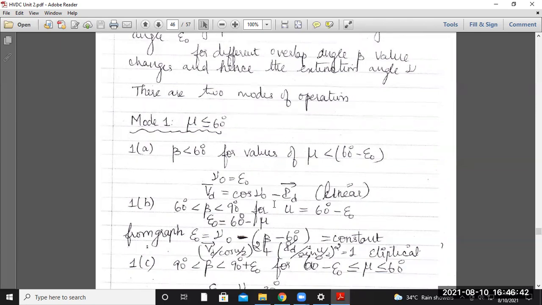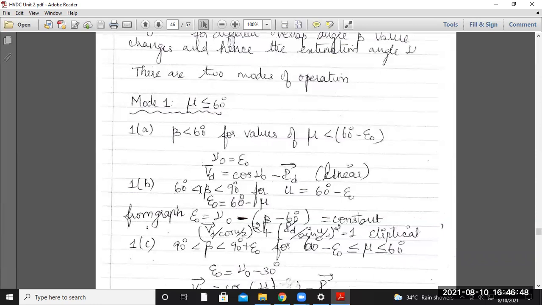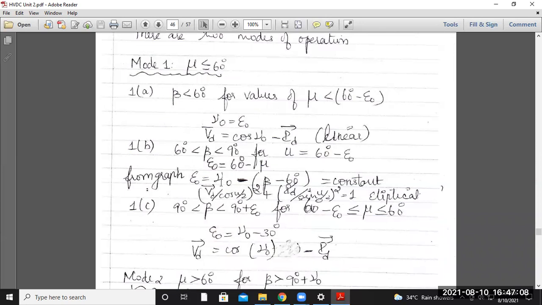In the second similar case, when the beta value lies between 60 degree and 90 degree, for mu equal to 60 degree minus epsilon naught, then the epsilon naught value will be, when you take this epsilon naught, 60 degree minus mu. So from the graph that we have discussed in the upper portion, you will get epsilon naught equal to gamma naught minus beta naught, beta minus 60 degree. That will remain constant because the value of beta lies between 60 and 90 degree. And if you place the value, then gamma will have the constant value.